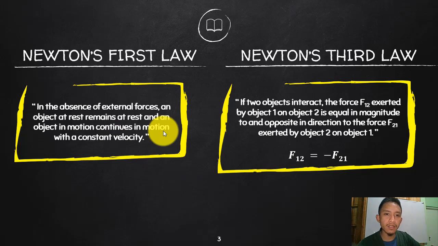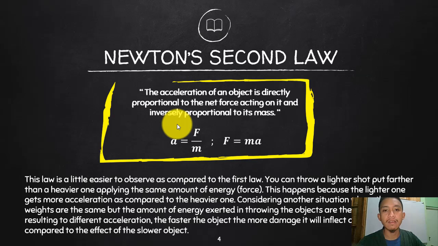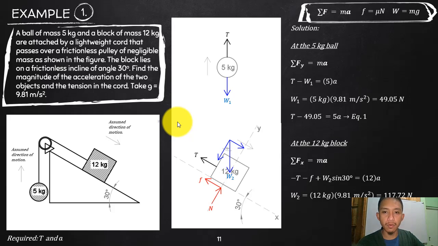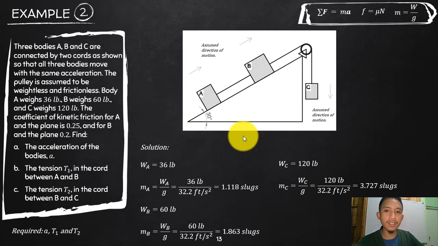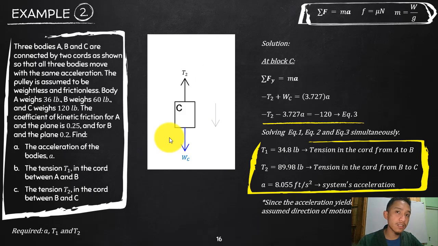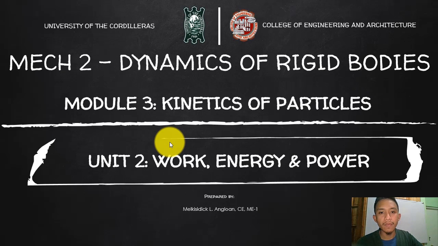So according to Newton's first law, if there is no external force that will affect your motion, the body which is originally in motion continues in motion with constant velocity. Isn't it that is your first law of Newton? Okay, so that is conservation of momentum. But of course, if there is now a resultant force F that will affect your body in motion, then you will expect that there will be a change in your momentum.